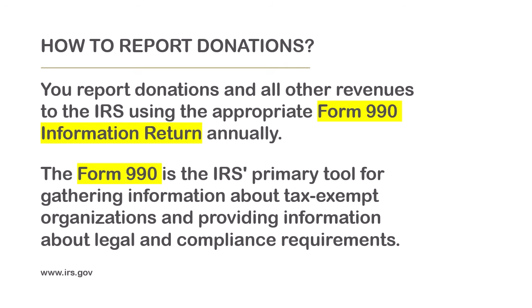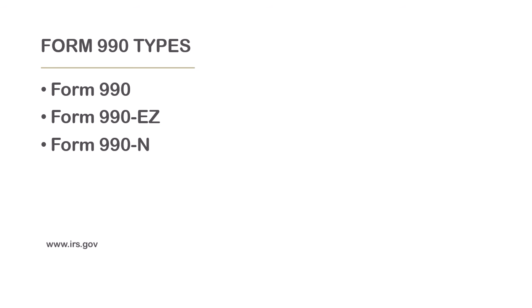What are the types of Form 990s? Form 990 types. There are three major types. I'm sorry, five major types, but three types that I work with: the Form 990, the Form 990 EZ, the Form 990N, the Form 990 PF, which stands for Private Foundation, and the Form 990T, which is taxable. Now, I'm going to explain in just a moment how you know which Form 990 to use, but these are the five types of Form 990s.